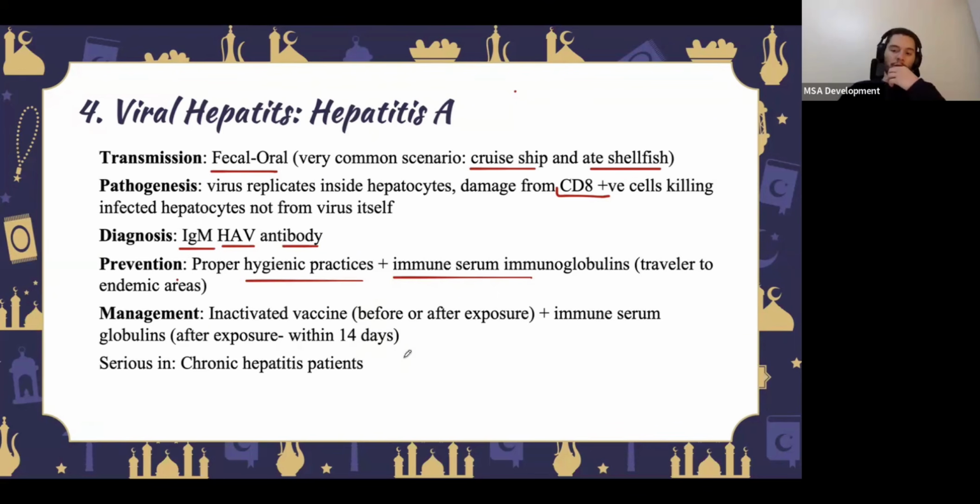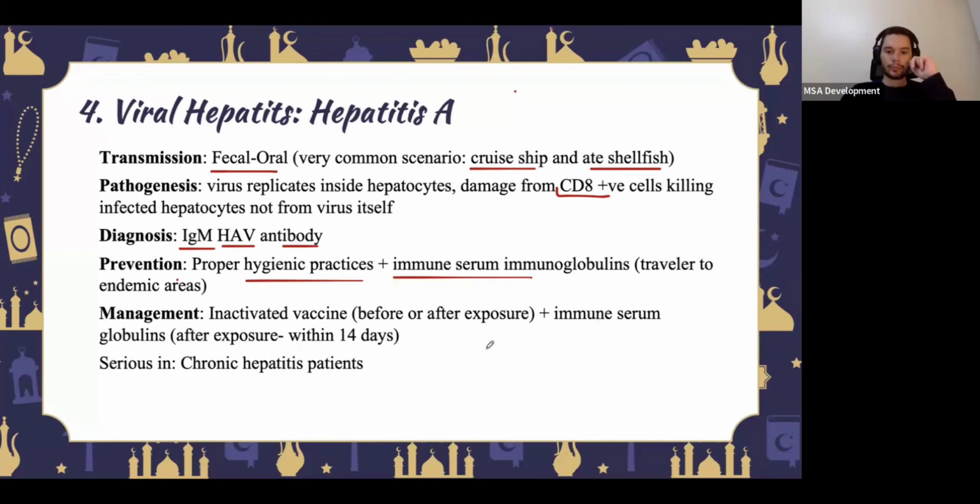Now for management, let's say this patient is positive for hepatitis A virus. You give him two things. We refer to it as passive active immunity. And so the passive is through your immune serum immunoglobulins. So you'll just give them antibodies against hepatitis A virus directly through the blood, and then you vaccinate them as well.